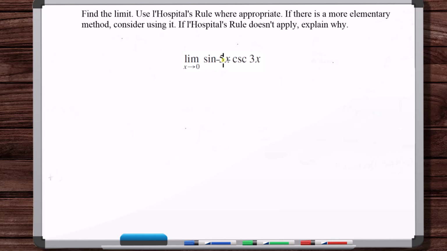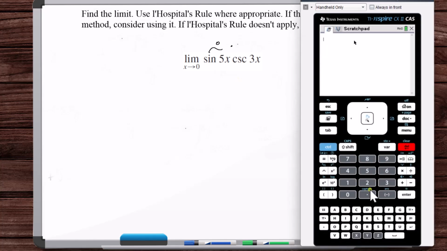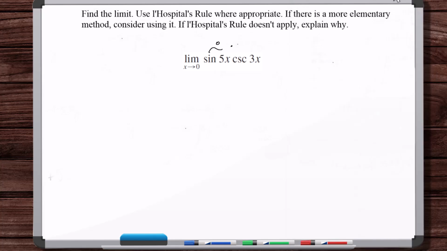Okay, we plug in 0, we get this limit goes to 0, and then cosecant. So yeah, cosecant, the limit as x approaches 0 of cosecant is undefined. So, okay, let's do this.